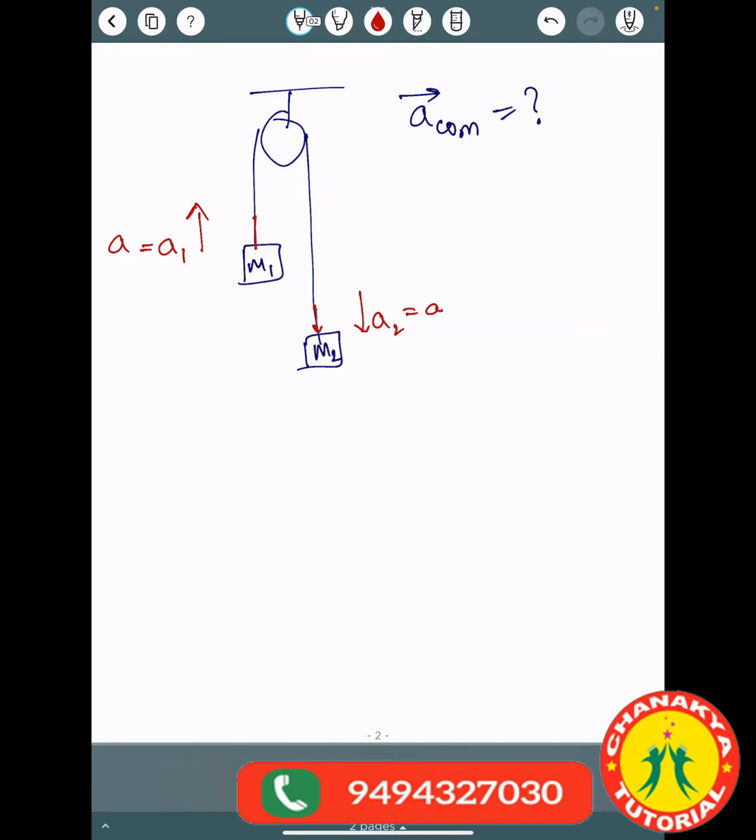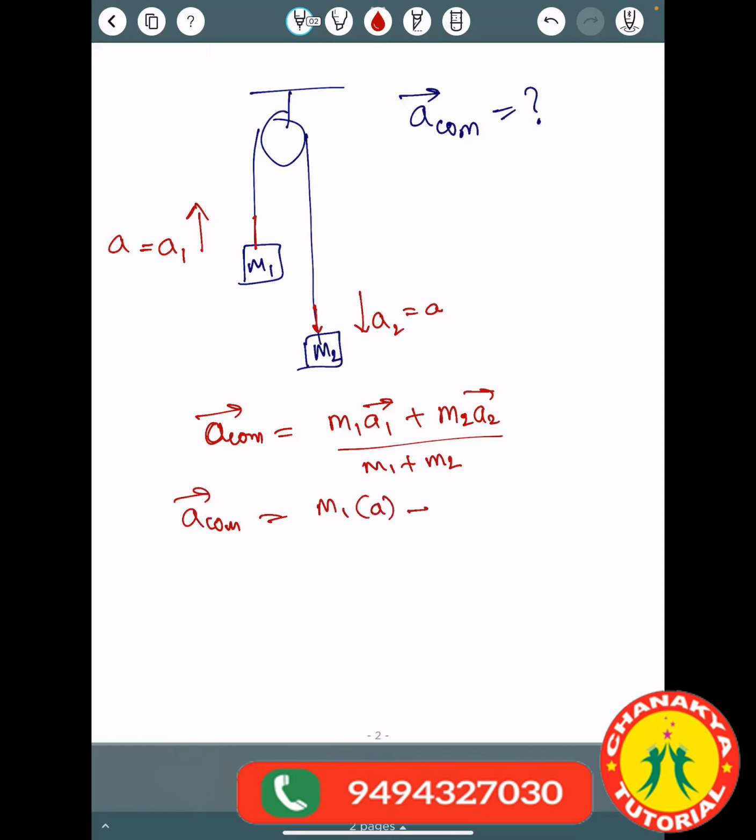So what will be the acceleration of center of mass? It is m1 a1 vector plus m2 a2 vector divided by m1 plus m2. So acceleration of center of mass is equal to m1 times a1, which is a in the upward direction, so I'll take it as plus, plus m2 times a2, which is in the downward direction, so minus a, divided by m1 plus m2. From here I can say it is (m1 minus m2) over (m1 plus m2) times a.